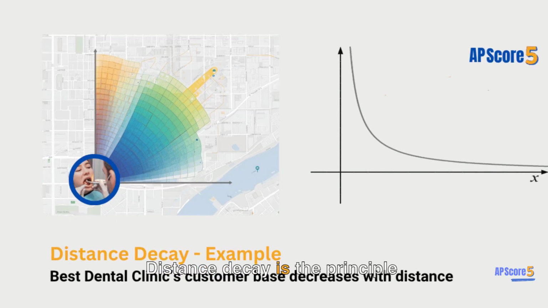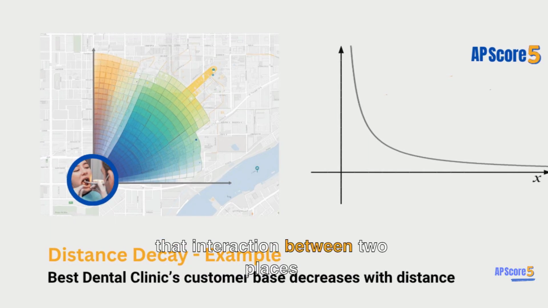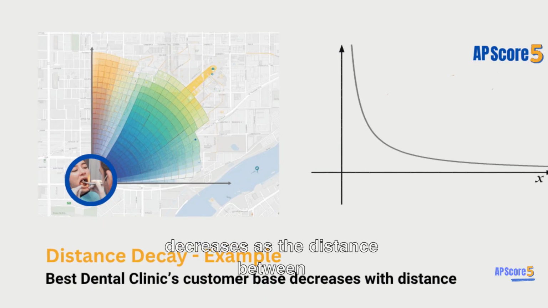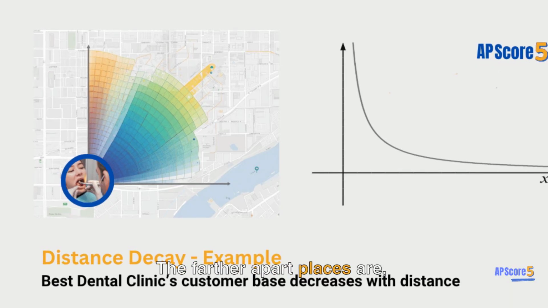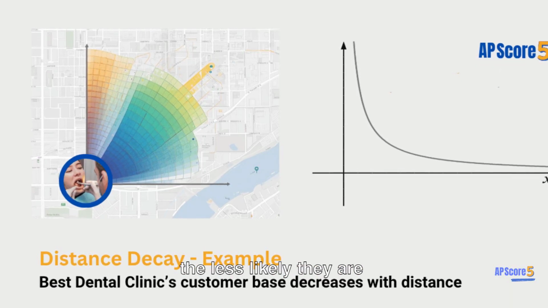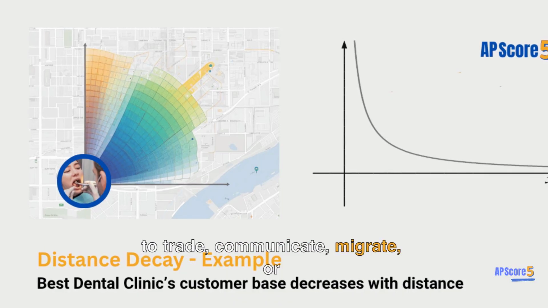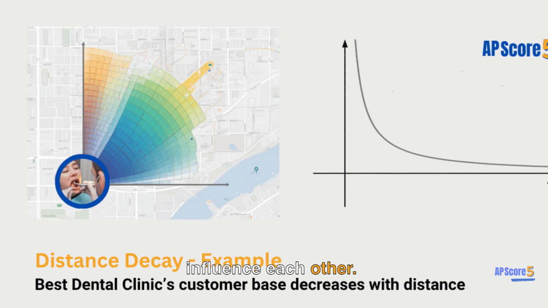Distance decay is the principle that interaction between two places decreases as the distance between them increases. The farther apart places are, the less likely they are to trade, communicate, migrate, or influence each other.